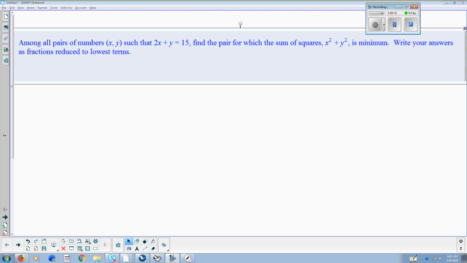Among all pairs of numbers, x and y, such that 2x plus y equals 15, find the pair for which the sum of squares, x squared plus y squared, is minimum. Write your answers as fractions, reduced to lowest terms.